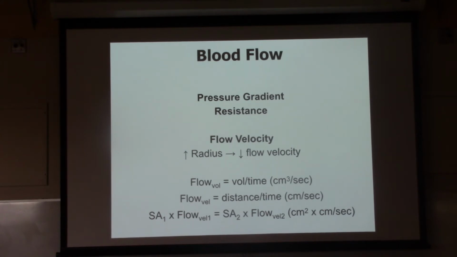Right, so we've got this unit of blood coming through here, and we've got this unit of blood coming through here at position 2. So we're going to compare the surface area at position 1 and the surface area at position 2, and the velocity at 1 and the velocity at 2.